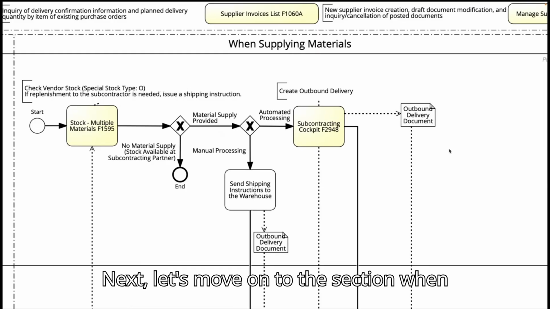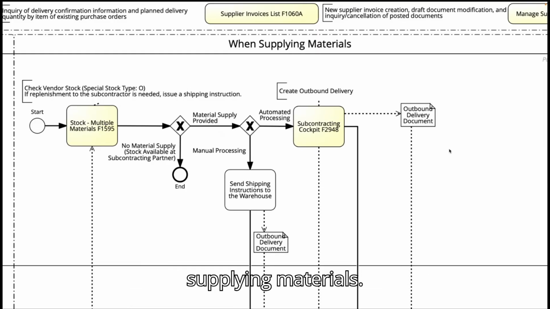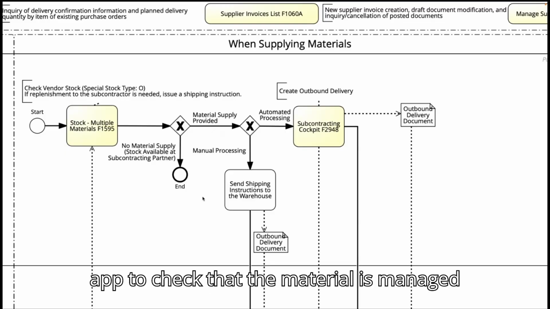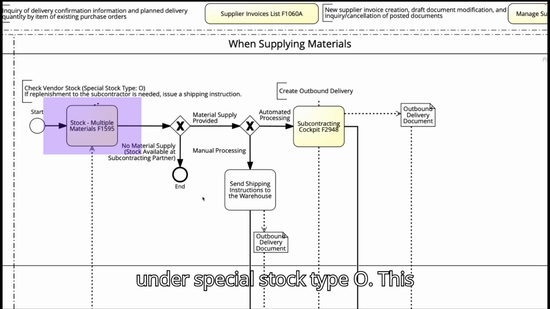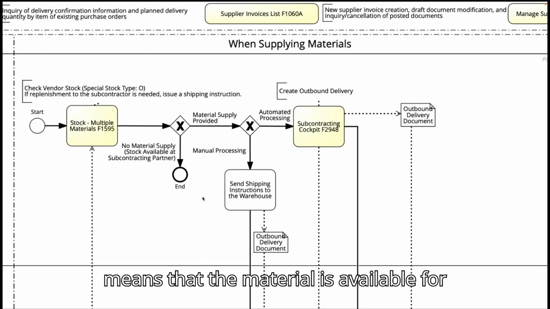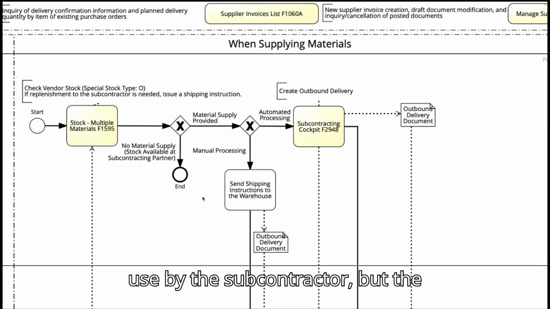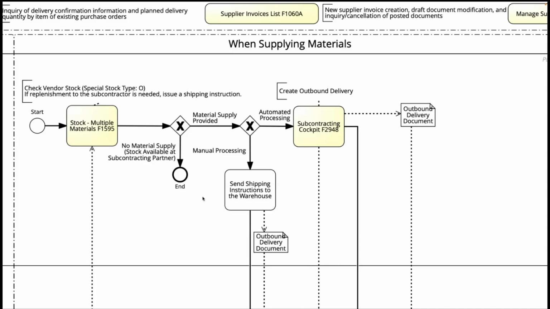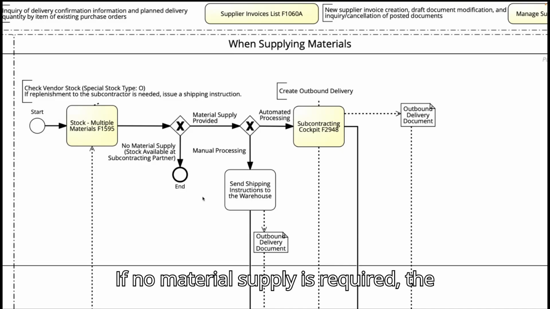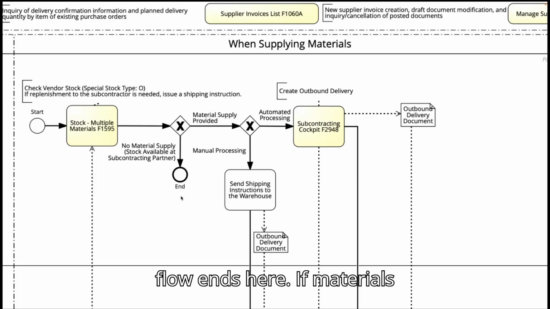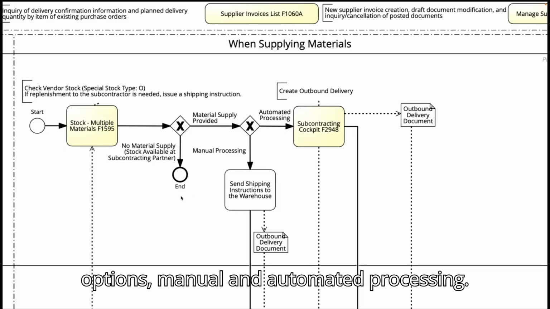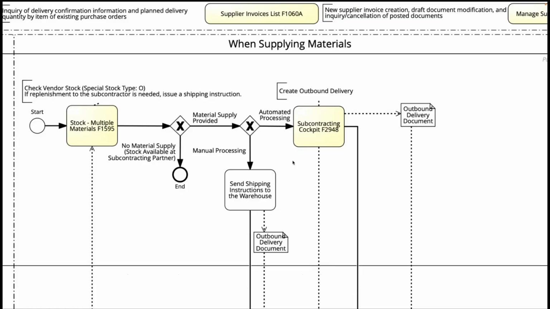Next, let's move on to the section when supplying materials. First, use the Stock Multiple Material app to check that the material is managed under special stock type O. This means that the material is available for use by the subcontractor, but the ownership still remains with the company. If no material supply is required, the flow ends here. If materials need to be supplied, there are two options: manual and automated processing.